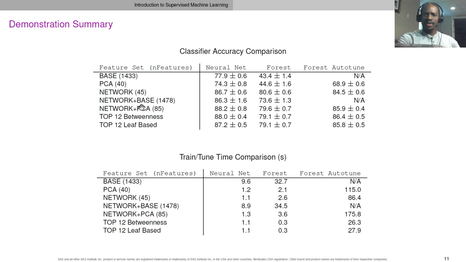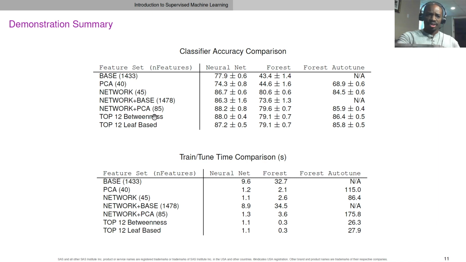The next 2 feature sets we tried were combinations of the baseline or PCA feature sets with the network features. And this is the typical usage pattern in most applications. We look to improve a model by supplementing the already available feature set with new features that we generate from network analytics.